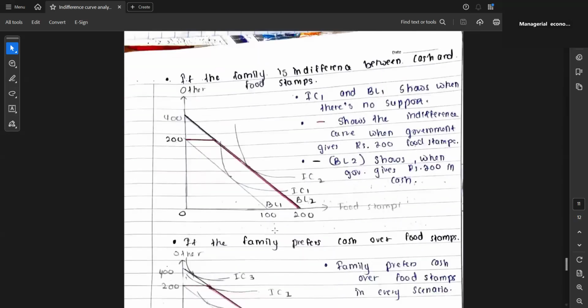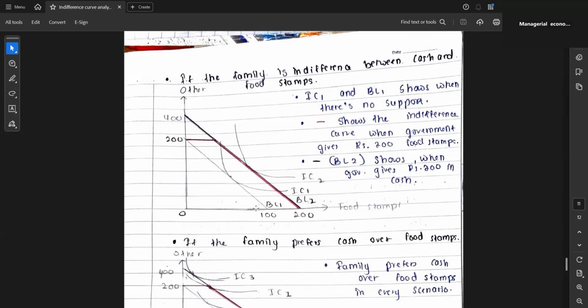So the budget line for this first scenario, where you have no support, is given as BL1, budget line 1. And the utility maximization point is where indifference curve 1 is tangent to budget line 1. Then the consumer gains 200 worth of food stamps from the government.